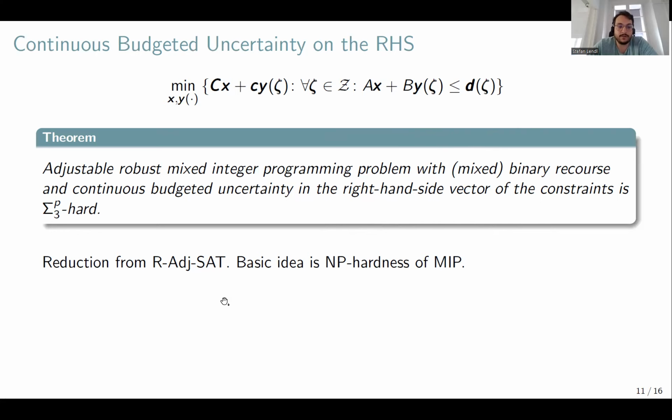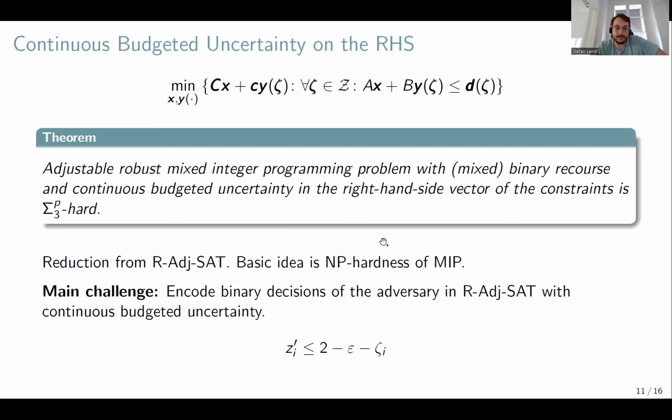And we show this via a reduction from this problem we just mentioned. The basic idea is we just use the NP-hardness reduction for MIP, because satisfiability is easy to write as a mixed integer program. But the main challenge is, how do we encode the binary decisions of the adversary in our adjustable setting with continuous budgeted uncertainty?